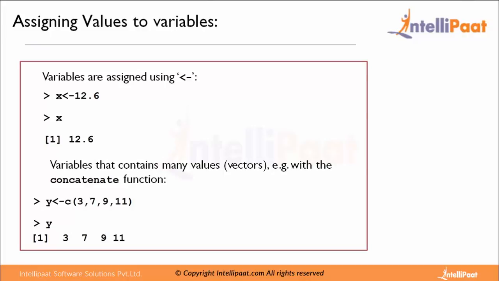So this is how a series, a variable, technically this is called a vector. So a vector essentially has a certain dimension. So we are saying that in this vector y, there are four values. The variable y has four values: 3, 7, 9, and 11.